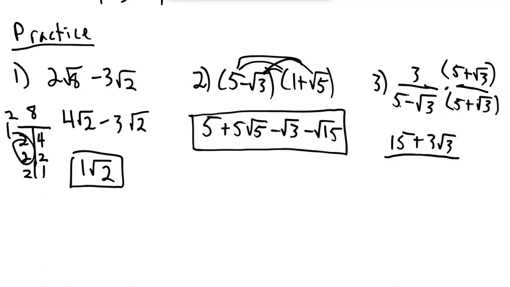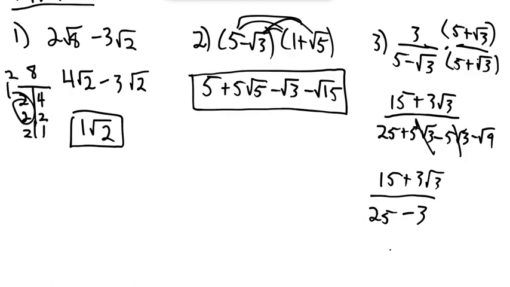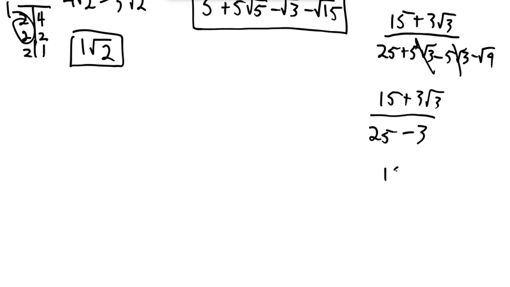And what are we left with on the bottom? Well, we get 5 times 5, or 25, plus 5 root 3 minus 5 root 3 minus the square root of 9. So we're left with 15 plus 3 root 3 in the top, and we have 25. The two terms in the middle are going to cancel out. So we're left with 25 minus square root of 9 is 3, meaning that our answer for this is 15 plus 3 square root 3 over 22.